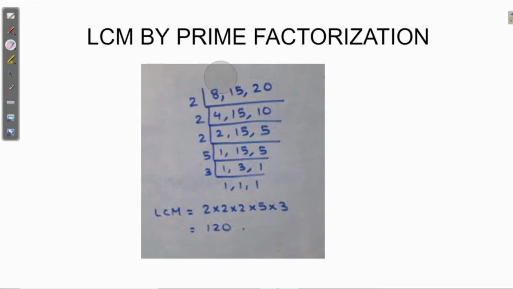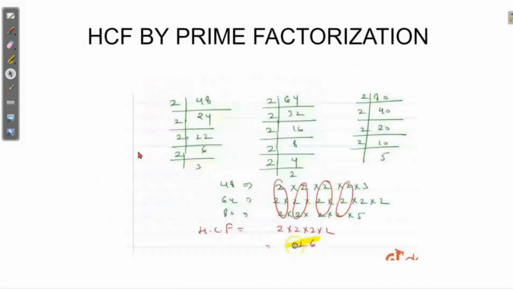Also, now let's find the HCF of three numbers. So see here, I will take prime factors for each one of them separately. That is for 48, 64, and 80.